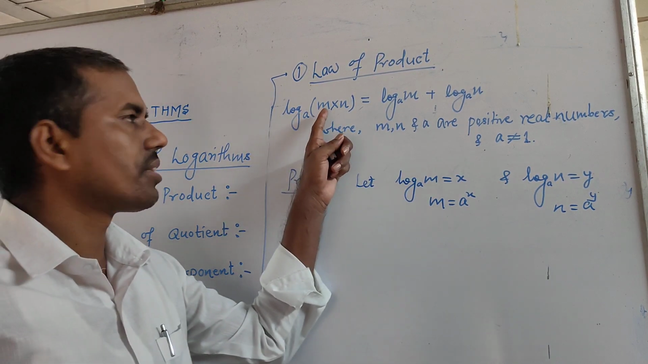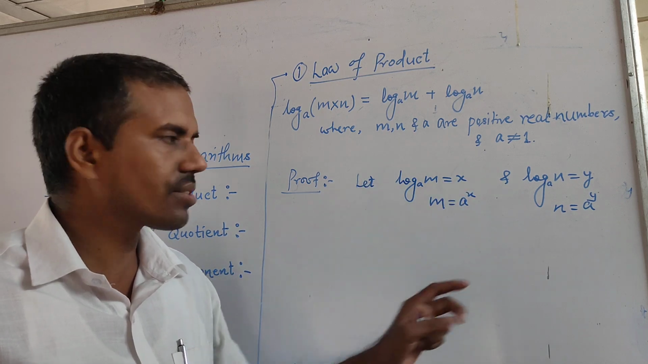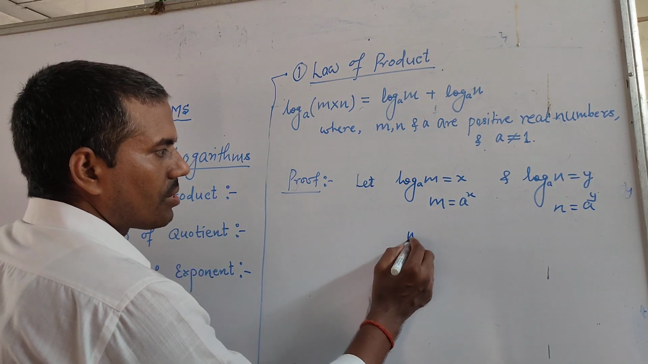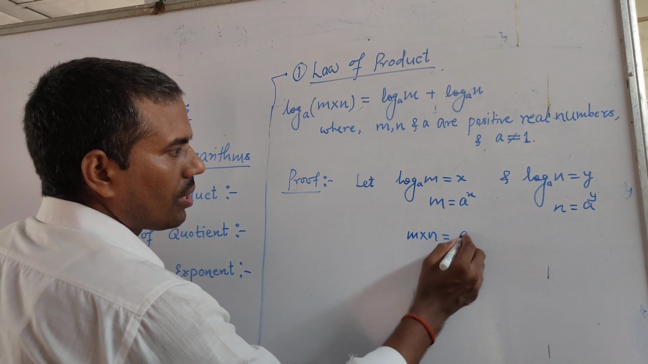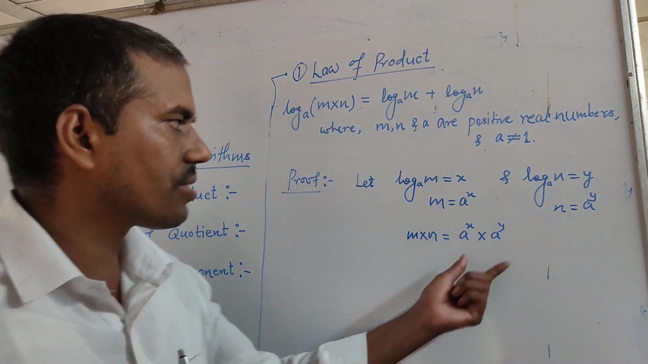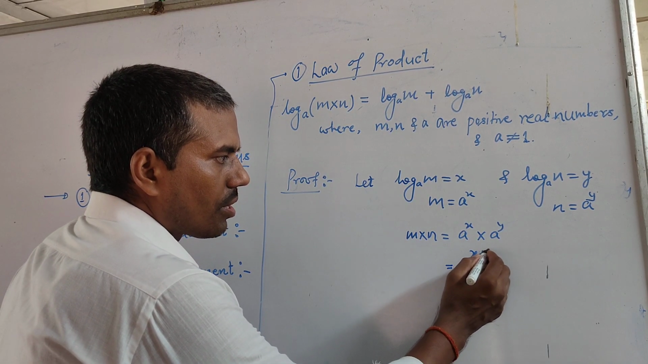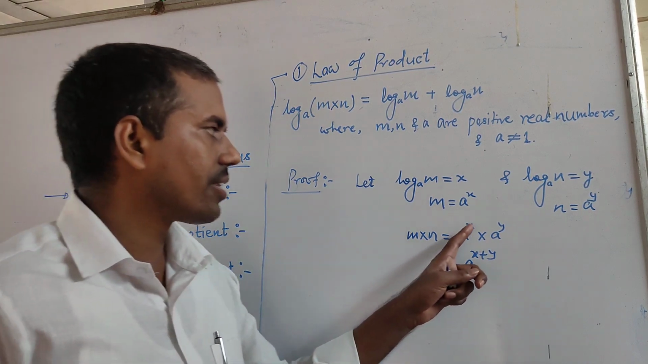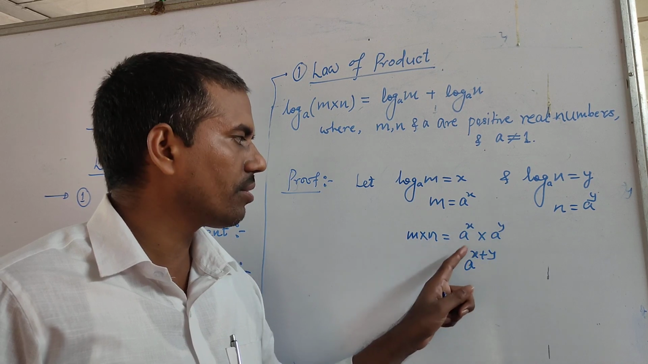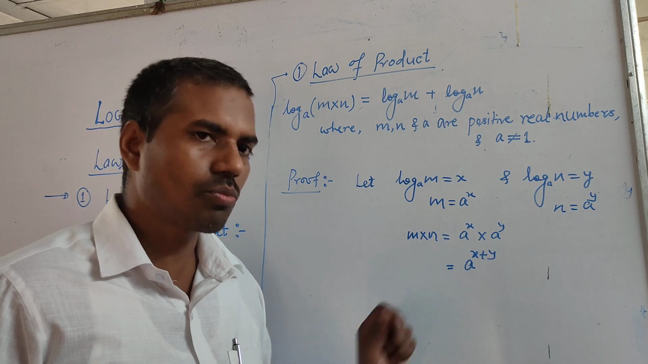We want the multiplication of two numbers m and n. We have m is equal to a to the power x and n is equal to a to the power y. Multiply m and n, means m into n is equal to a to the power x into a to the power y. By the property of indices, this is equal to a to the power x plus y, means indices are added for the same base, a to the power x into a to the power y. Bases are same, so this is equal to a to the power x plus y.